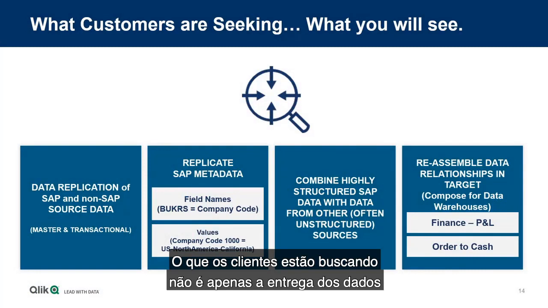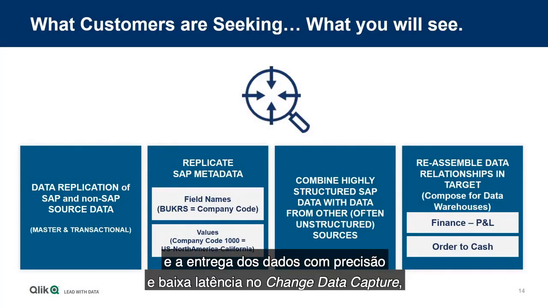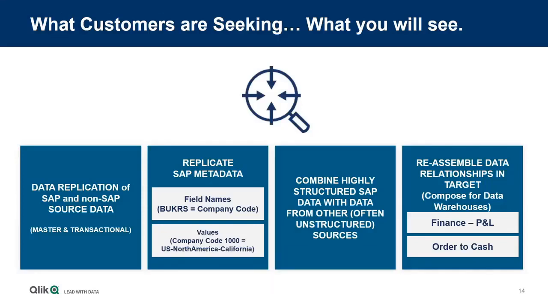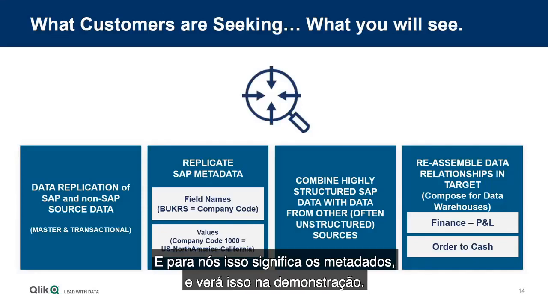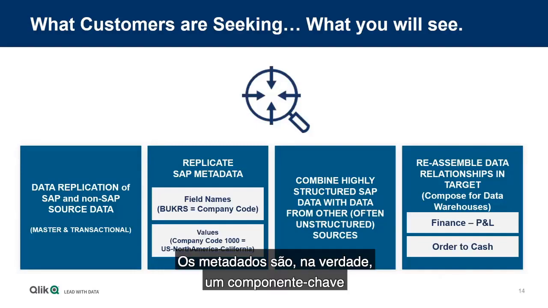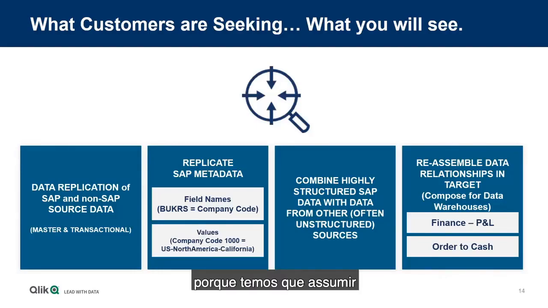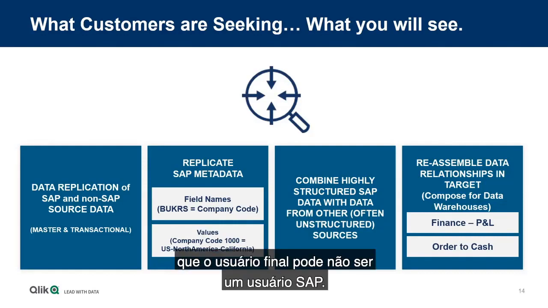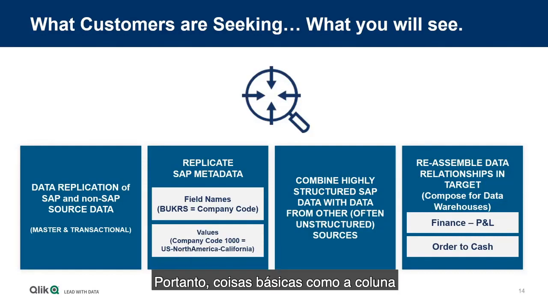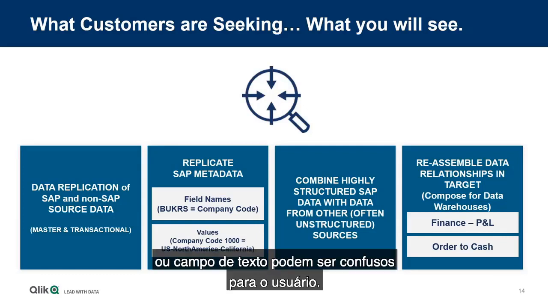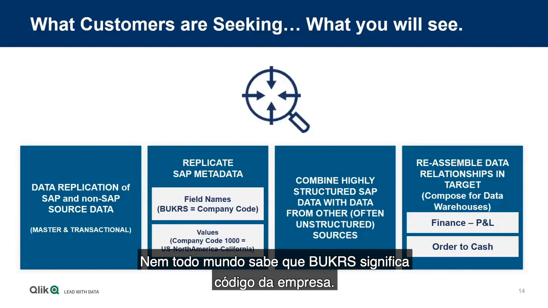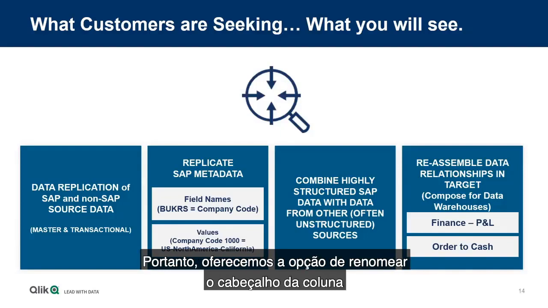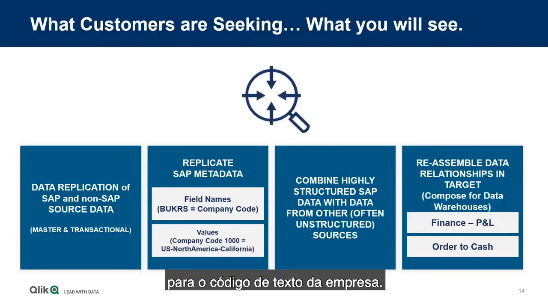So what customers are seeking is not only delivery of the data, and delivery of the data accurately with low latency change data capture, but they also want some details there. And for us, that means the metadata. And you're going to see this in the demo. The metadata is actually a key component here because we have to assume that the end user might not be an SAP user. Therefore, basic things such as the column or field text could be confusing to a user. Not everybody knows that BUKRS means company code. Therefore, we give you the option of renaming the column header to the actual company code text.